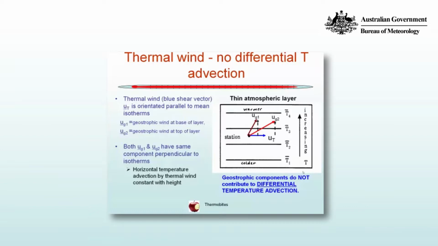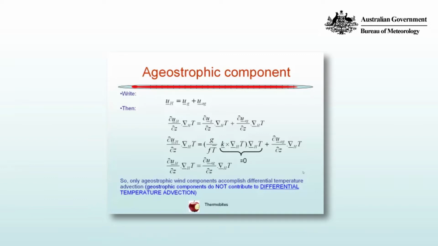But the geostrophic wind does not represent the entire horizontal wind. We can decompose the horizontal wind, UH, into a geostrophically balanced component, remembering that's the component of the wind where there's a balance between the pressure gradient force and the Coriolis force, and the remainder, which is the ageostrophic wind, or the non-geostrophically balanced wind.